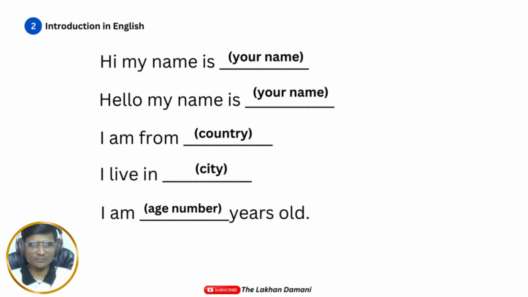Right? Now about your age. I am number of age, 2, 3, 5, 10, 20, 30, etc. years old. I'm 23 years old. Now try to listen carefully. Hi, my name is Lakhan. Hello, my name is Lakhan. I'm from Pakistan. I live in Umarkot. I'm 23 years old. Now say it again.